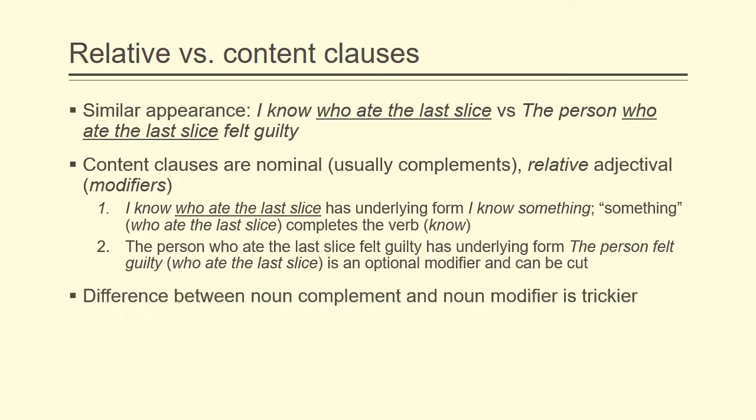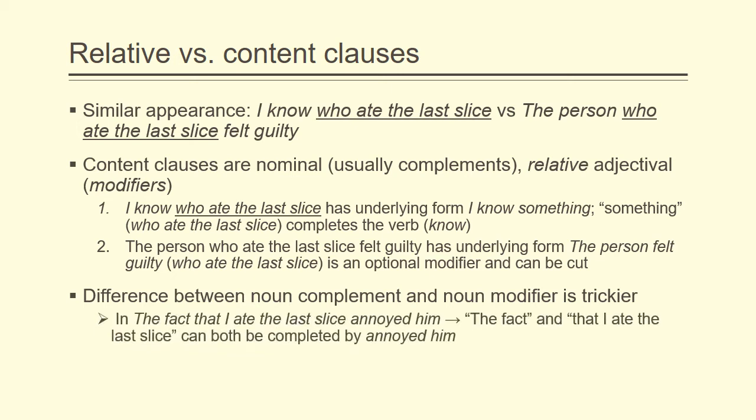The difference between noun complement and noun modifier can be very tricky. For example, in "The fact that I ate the last slice annoyed him," "the fact" and "that I ate the last slice" can both be completed by "annoyed him." And so this is how we can tell that in "the fact that I ate the last slice," we are dealing with a content clause, "that I ate the last slice," which completes the meaning of a noun, "the fact." The way that we can tell that is because both "the fact" and "that I ate the last slice" can be completed by "annoyed him." So, "the fact annoyed him" and "that I ate the last slice annoyed him."